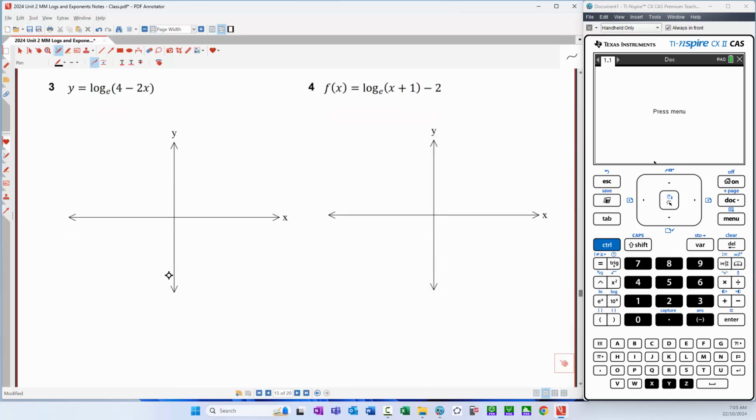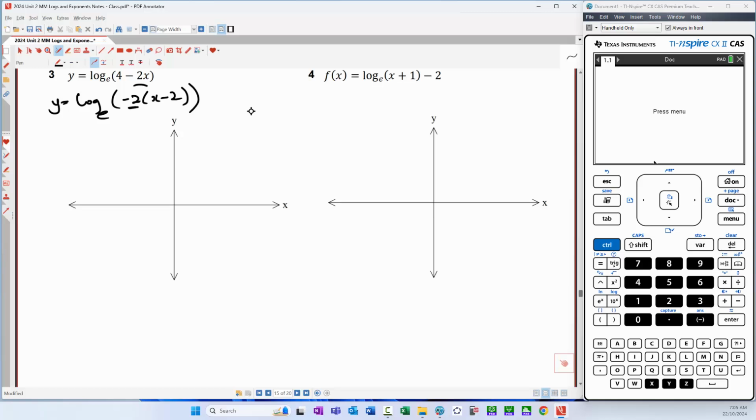Okay, this one. All right, so to quote the transformations, what we need to do is get it to what we call single x, or what I called single x at the start of the year. So we're going to write this as y equals log e of (negative 2x take 2). All right, so now we can quote the transformations. So we can do that in DRT order now that we've got coefficient of x equal to 1.